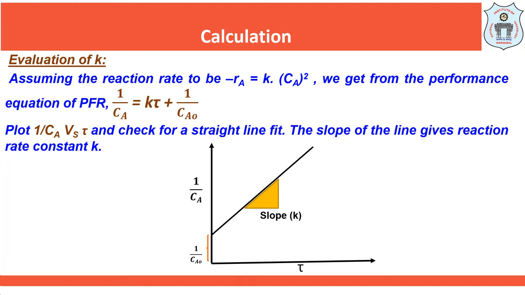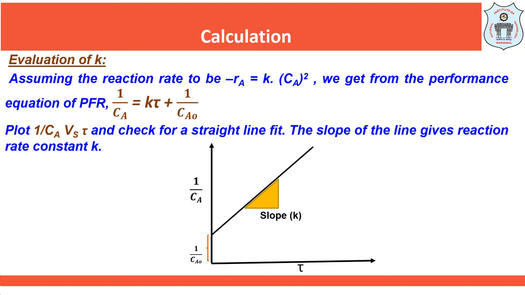So we have to plot 1 by Ca versus tau and check for a straight line fit. The slope of this plot will give us the reaction rate constant. So in this way, we can find out the reaction rate constant graphically. Okay. So once you find this graphically, you also have to find out your reaction rate constant experimentally. How do you do that? We can see in the next slide.